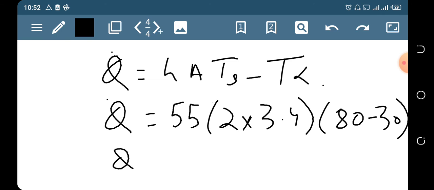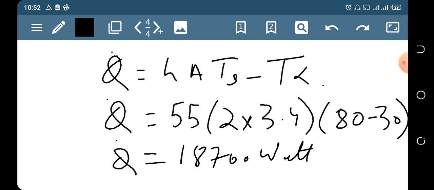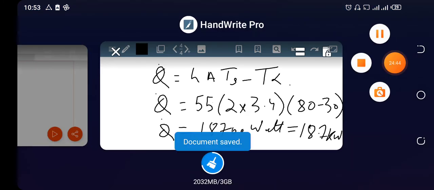When you solve this numerical, 55 multiplied by 2 multiplied by 3.4 multiplied by 50, you get 18,700 watt. Converting into kilowatt, it will be 18.7 kilowatt. Now this numerical is also solved, and we have also completed our time.